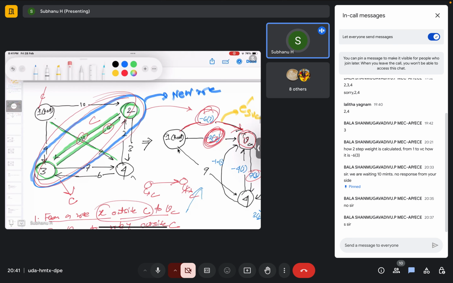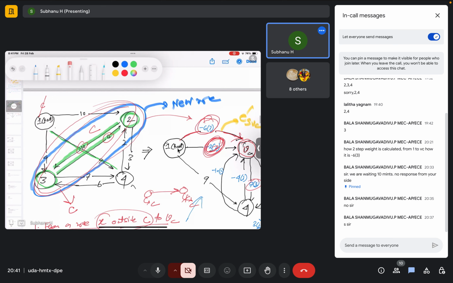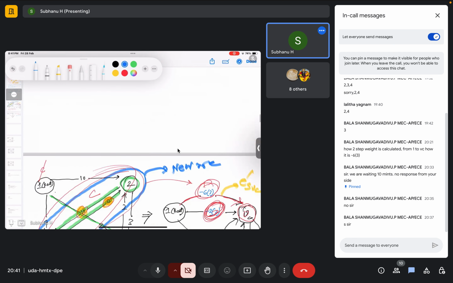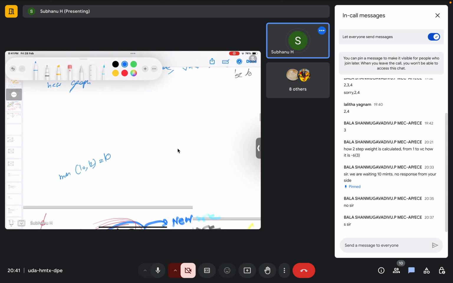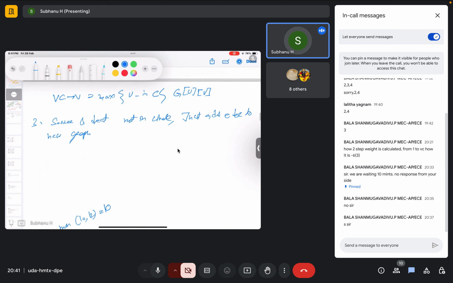So in our cycle 2 and 3, this weight was 10, this weight was 12. Then I have to find out the minimum of 10 and 12, which is 10. So basically there are two formulas. So basically I am talking about this one.